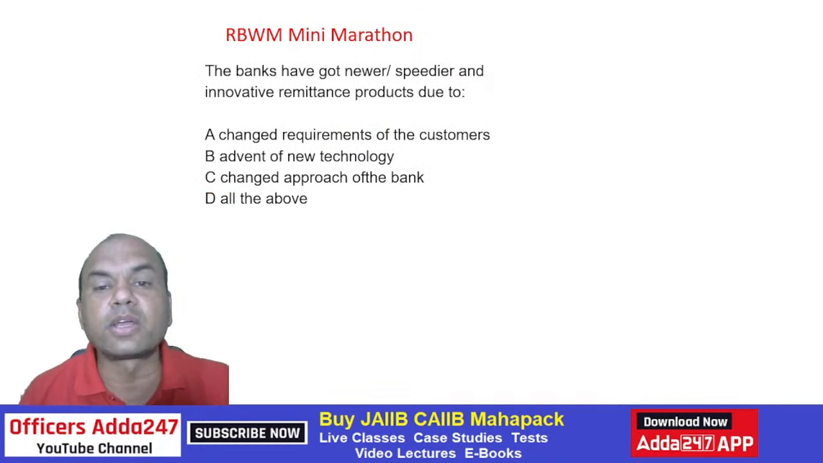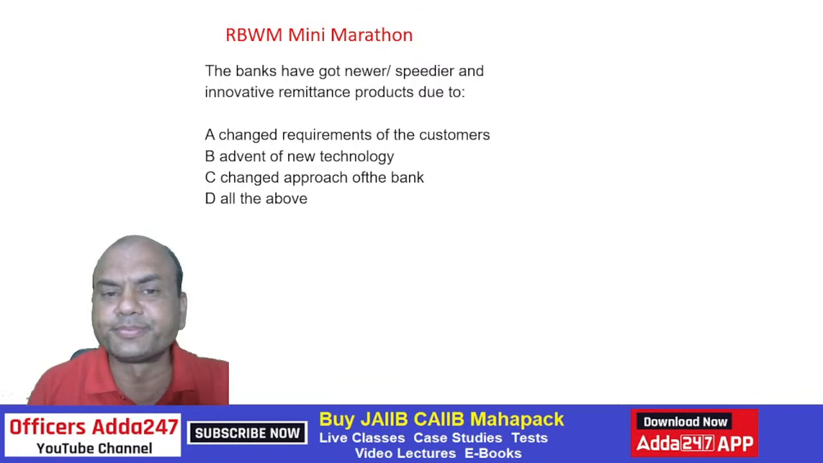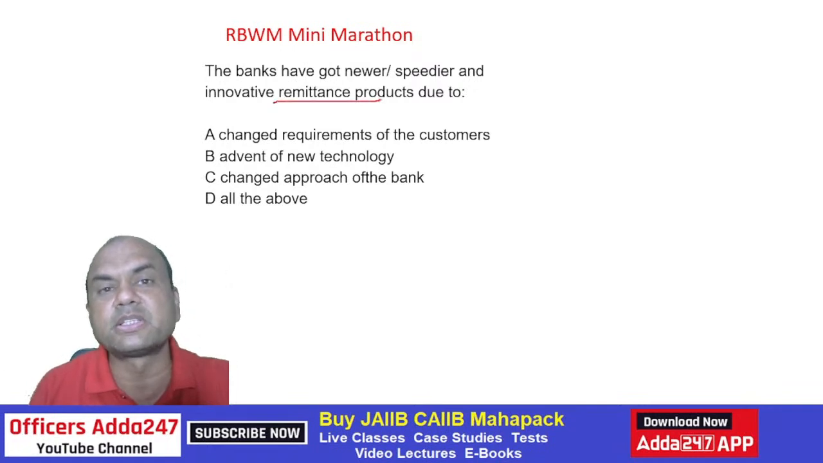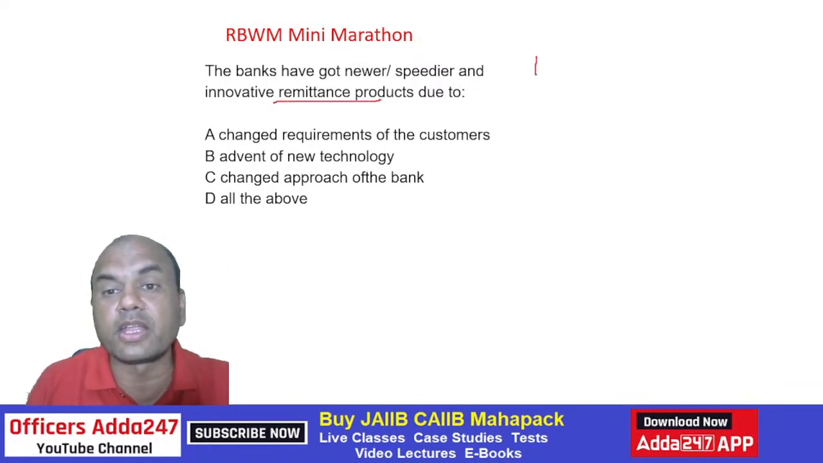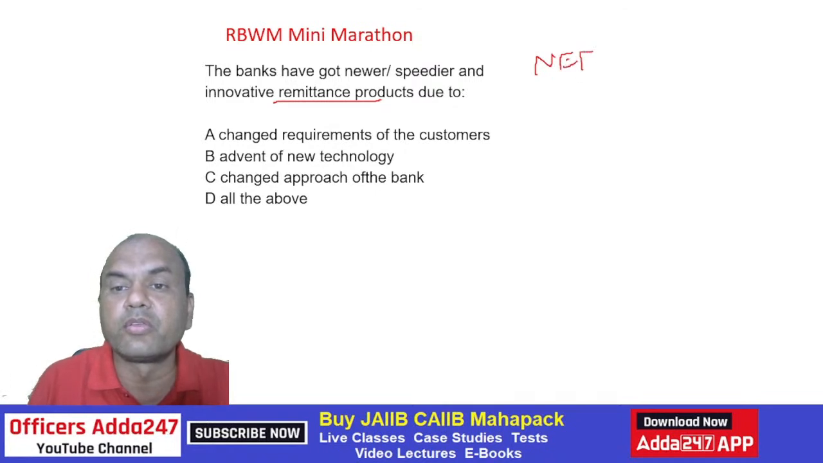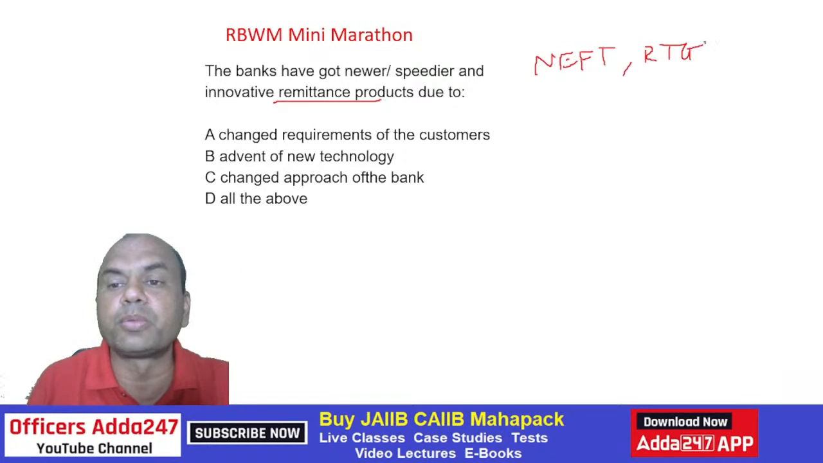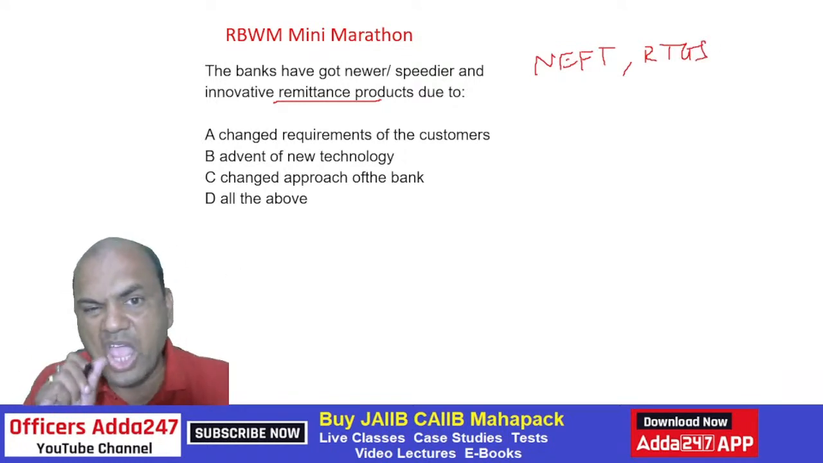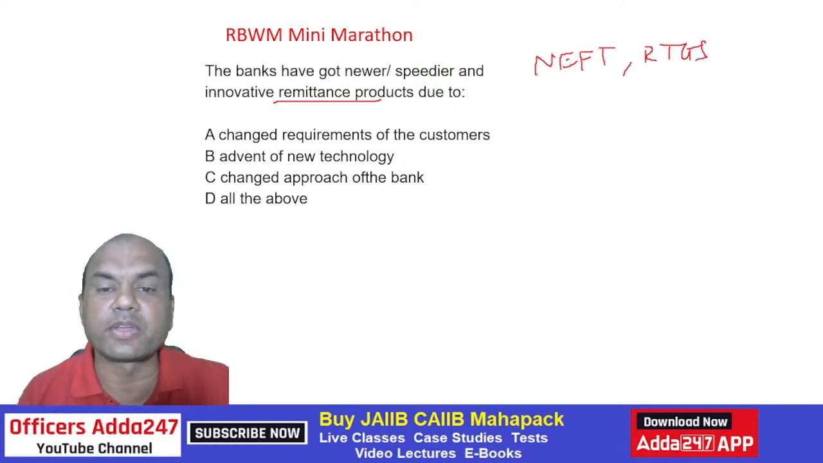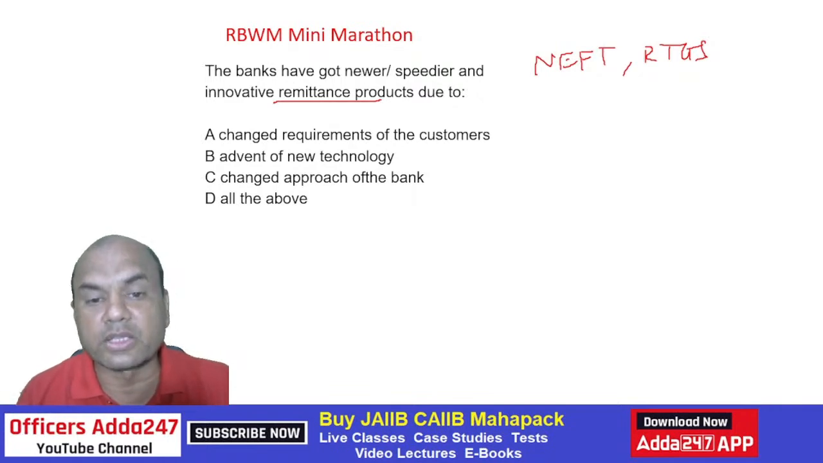Banks have got newer, speedier, innovative remittance products due to what? Newer, innovative means what? Remittance means transfer. So we have got NEFT, RTGS, UPI, IMPS, all these, right? So due to what? Changed requirement of the customers, advent of new technology, changed approach of the bank, and all of the above.